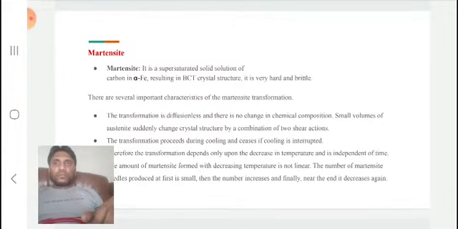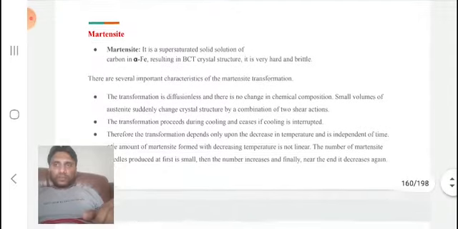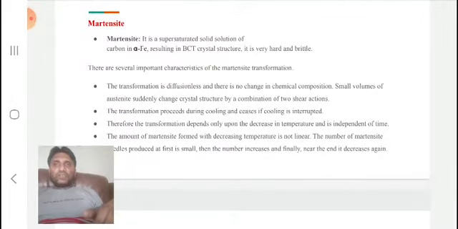So the transformation proceeds during cooling and ceases if cooling is interrupted. Therefore, the transformation depends only upon the decrease in temperature and is independent of time. So that is the meaning of independent of cooling rate. It doesn't matter what the cooling rate is, but it has to suddenly quench to below 200 degrees centigrade, that is the MS temperature.